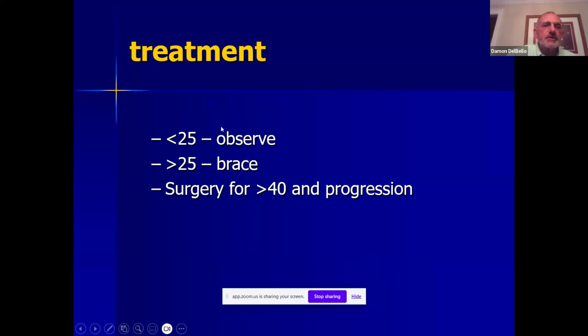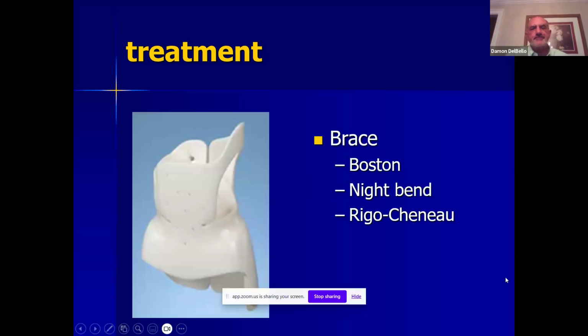Less than 25 degrees, we observe. Again, these are just sort of rules of thumb. When you treat scoliosis for a while, you really get a feel for who's progressing and who isn't. Greater than 25 degrees in a growing child, I probably should have added in a skeletally immature individual, we will brace, and large curves and progressive curves require treatment. Surgical treatment, I should say.